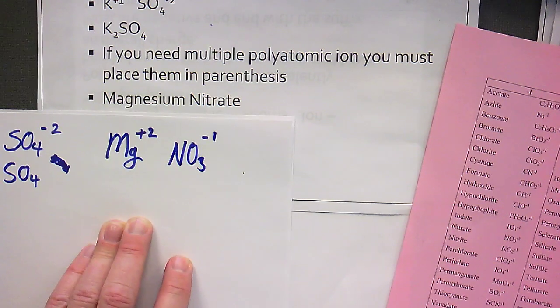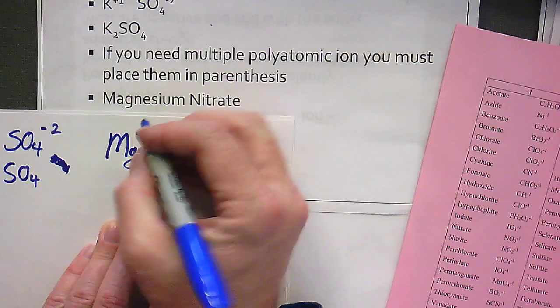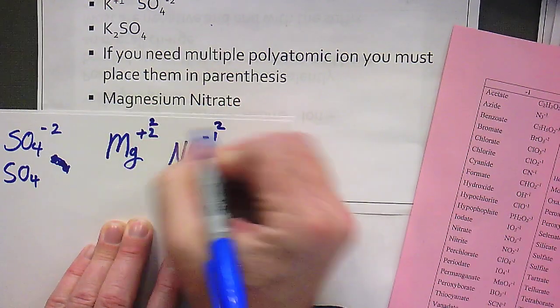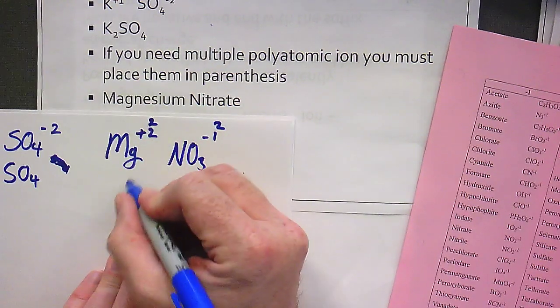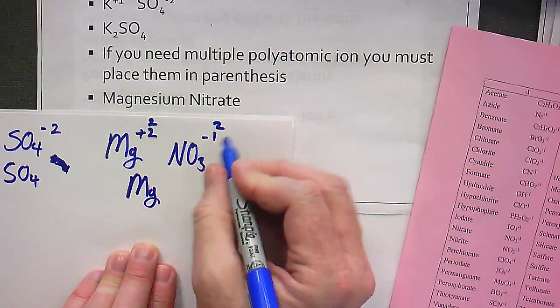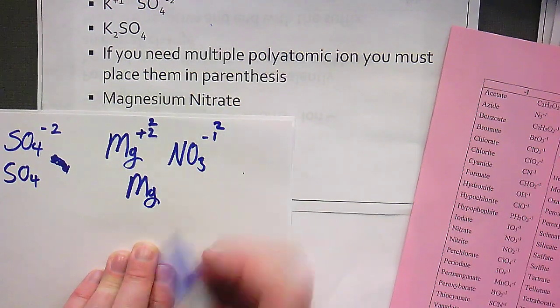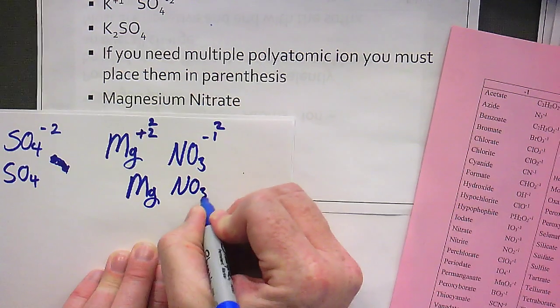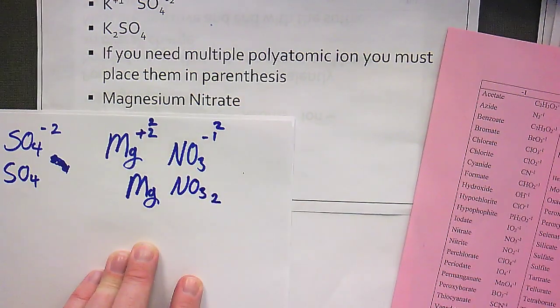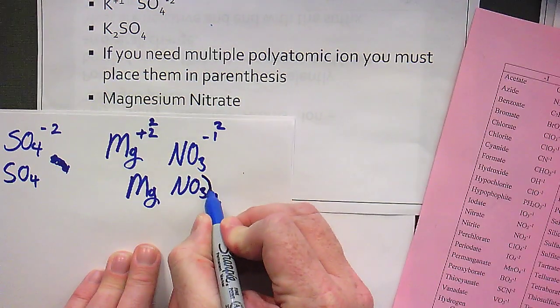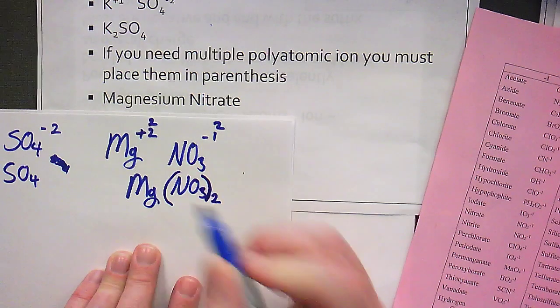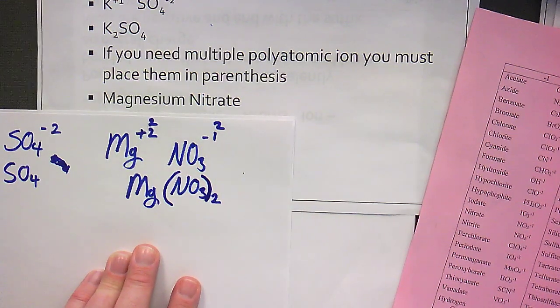All right. Again, least common multiple of 2 and 1. 2. What's 2 divided by 2? 1. So just Mg. And then 2 divided by 1? 2. So NO3, 2. Now, if I just put it like that, what does it look like? It looks like 32, right? But we put parentheses around the NO3, like that. And that tells me I have 2 nitrates.